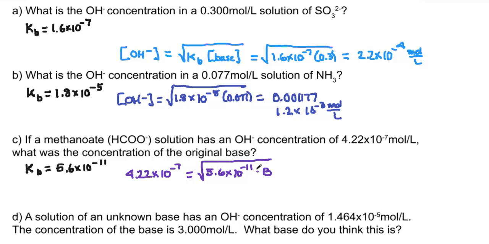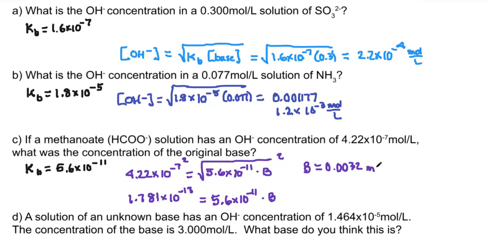Okay, we did these same mathematical moves in the acid practice, so how do we get B out of here? We square both sides. And we get 4.22 times 10 to the minus 7 squared, 1.781 times 10 to the minus 13 equals 5.6 times 10 to the minus 11 times B. And then if we want B alone, the trouble is right now it's multiplied by 5.6, so we divide both sides by 5.6 times 10 to the minus 11, obviously. And we get a base concentration of 0.0032 moles per liter, or 3.2 times 10 to the minus 3 if you like.